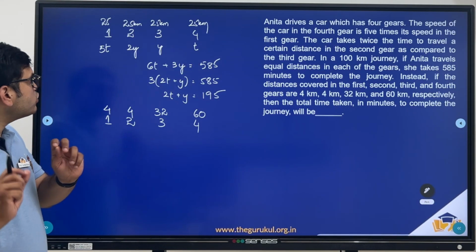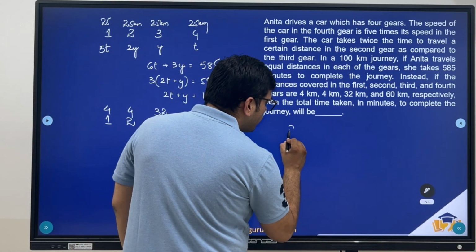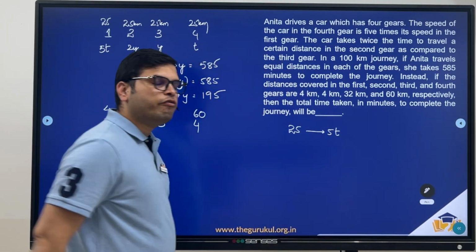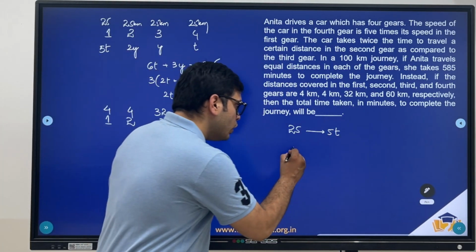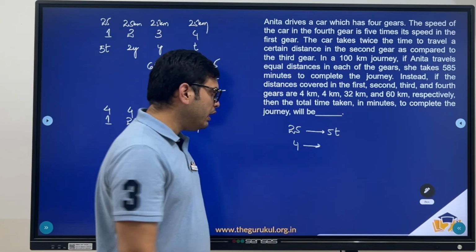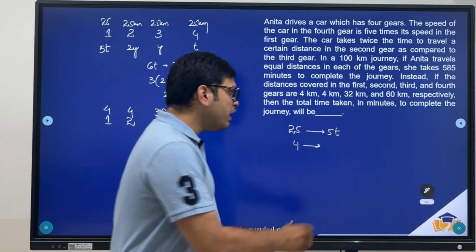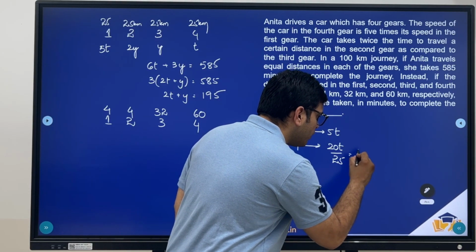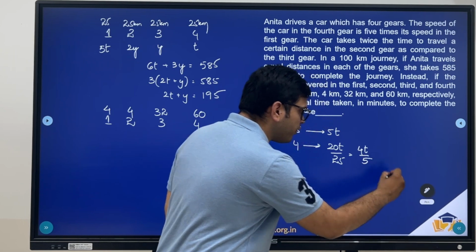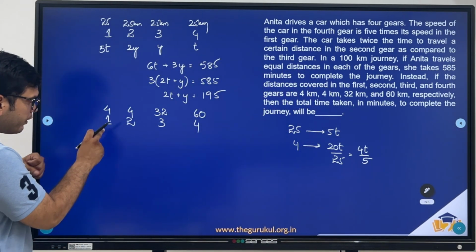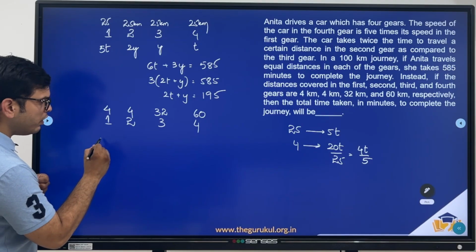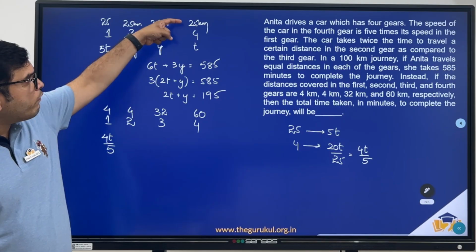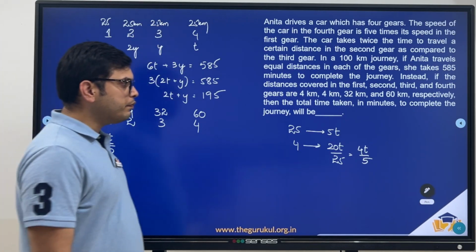Now here I want you guys to understand that to cover 25 kilometers, if it is taking 5t amount of time, to cover 4 kilometers, it would be taking 4 into 5t by 25, right? So 20t by 25, which is nothing but 4t by 5, right? So the time taken to cover this 4 kilometers would be 4t by 5. Now similarly, to cover 25 kilometers, it's taking time t.